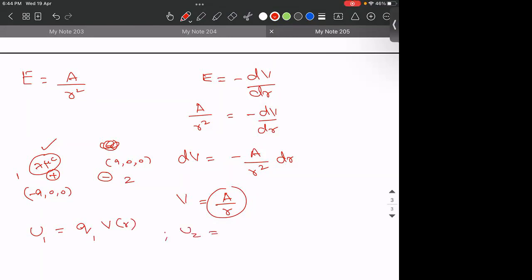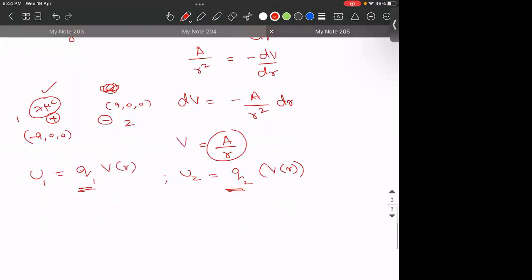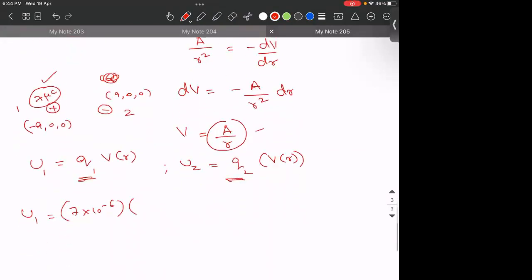What will be the value of U2? The charge multiplied with the potential as a function of R. And there is already potential energy because of these two charges. So this is an additional potential energy, this is an additional potential energy. So how much are they going to be according to this formula? So U1 will be equal to, what is the value of Q1? 7 into 10 power minus 6 multiplied with, what is going to be the potential? It is A divided by R. A is how much? 9 into 10 power 5 divided by, what is the value of R?